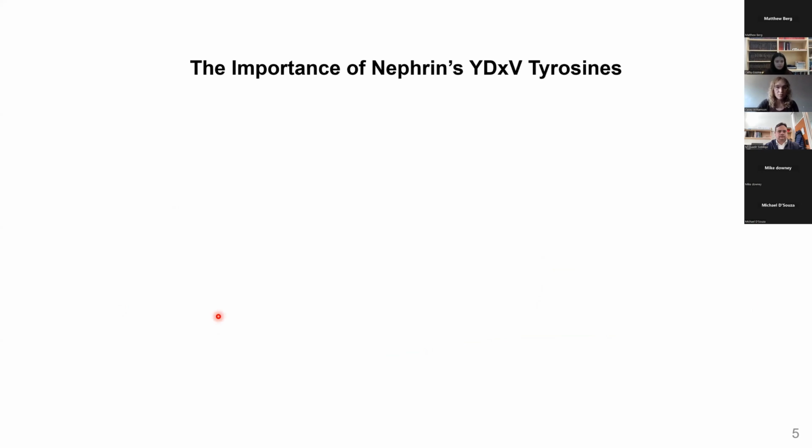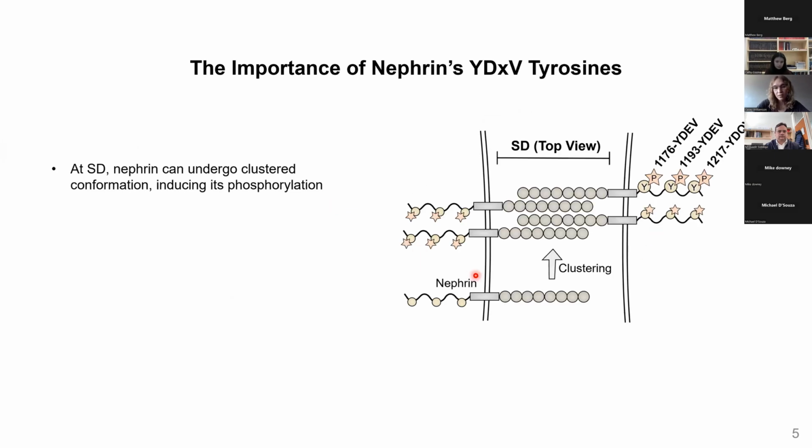To go further into nephrin structure in the slit diaphragm, there are specific tyrosines within YDX3 motifs that are very important to note. At the slit diaphragm, nephrin can undergo a clustered conformation, which can induce phosphorylation. To show this right over here, there is a lone nephrin molecule, and this is the top view of the slit diaphragm. Under certain circumstances, nephrin can undergo this transinteraction that creates a kind of zipper pattern, and this zipper pattern can then lead to the phosphorylation of these YDXV motifs.